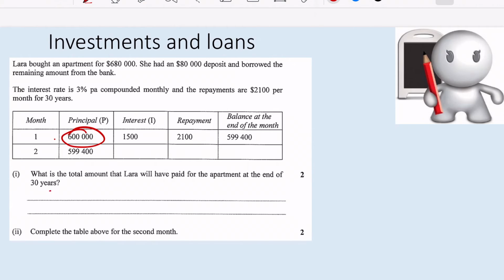Well, she's paying $2,100 per month. There are 12 months in a year and she's taken out this loan over 30 years. Now when you multiply all of that together, you're going to get $756,000. Okay, great answer, but it's not the final answer because remember, she's actually also paid an $80,000 deposit.